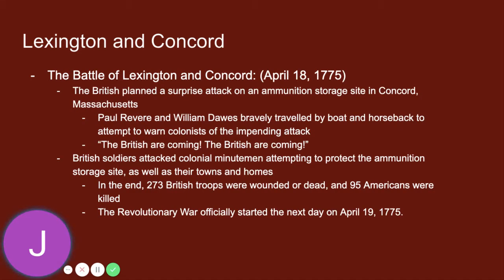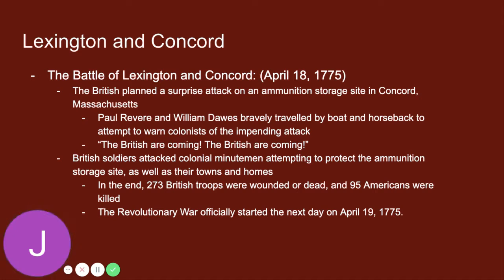So, the Battle of Lexington and Concord. This took place on April 18th of 1775, and the British planned a surprise attack on an ammunition storage site in Concord, Massachusetts. This is when Paul Revere and William Dawes bravely traveled by boat and horseback to attempt to warn colonists of the impending attack. You might have heard the quote, "The British are coming, the British are coming." That comes from Paul Revere and the Midnight Ride, as it's called.